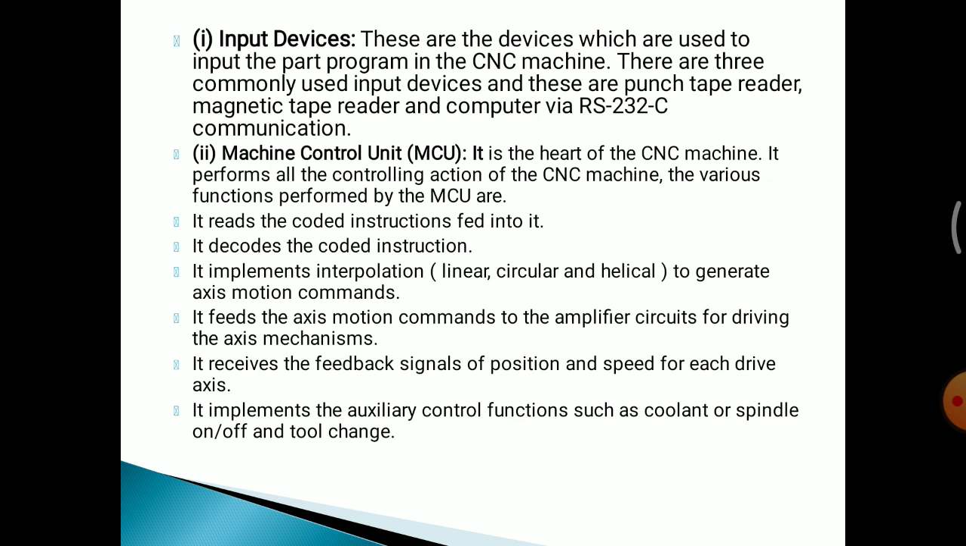Similarly, it feeds the axis motion commands to the amplifier circuit for driving the axis mechanism. The axis mechanism is also controlled by the MCU. In X direction, Y direction, the table will be moving. So that movement of the table in X and Y direction will be controlled by the machine control unit. Similarly, it receives the feedback signals of position and speed for each drive axis, and it implements the auxiliary control functions such as coolant on, spindle off, and tool change. These auxiliary functions are also controlled by the machine control unit.